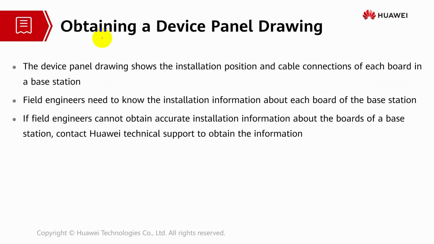You also need to obtain the device panel drawing. The device panel drawing will show the installation position and the cable connection. So field engineers or on-site engineers will know the information about the board, and otherwise they cannot obtain accurate installation information about the boards. For that, if they are a subcon, they have to contact the Huawei project team.